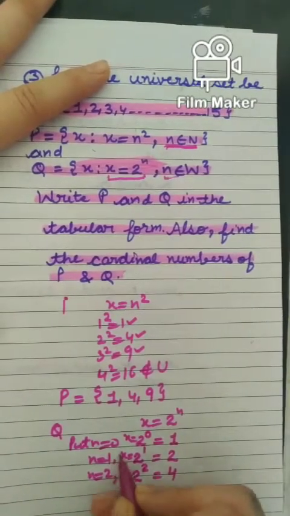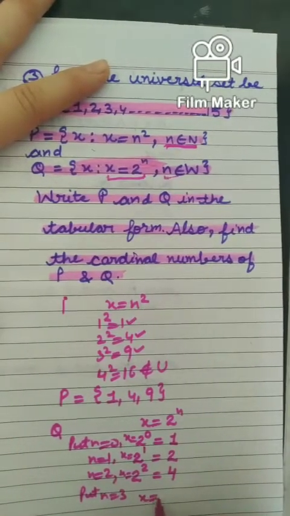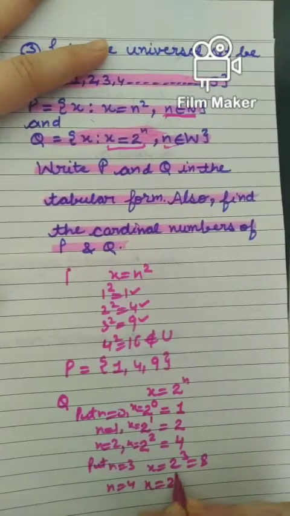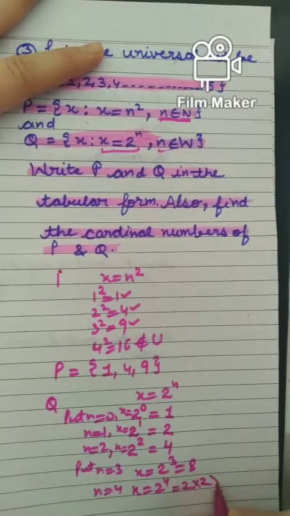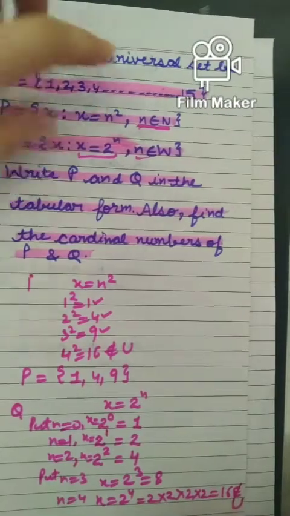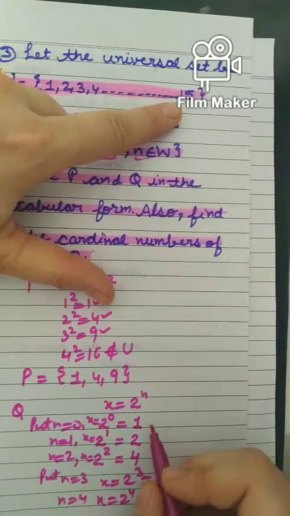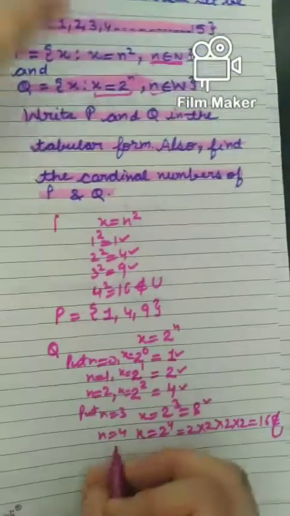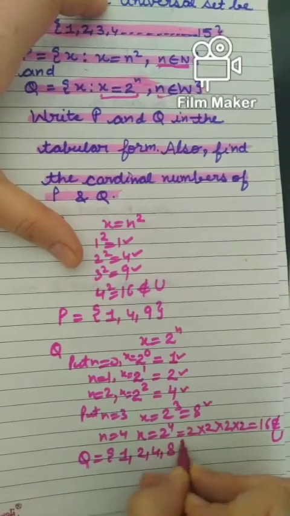After that, put n is equal to 3, x is equal to 2 raised to power 3, 8. Okay. Put n is equal to 4, x is 2 raised to power 4. You know 2 into 2, 4, 4 into 2, 8, 8 into 2, 16. 2 raised to power 4 means 4 times I am multiplying, na? So I am getting 16. 16 is again not an element of the universal set. In it we have till 15 only. So I will not take this one. So what elements are there in this set? 1, 2, 4 and 8. So I can clearly write that in Q we have 1, 2, 4 and 8, right?